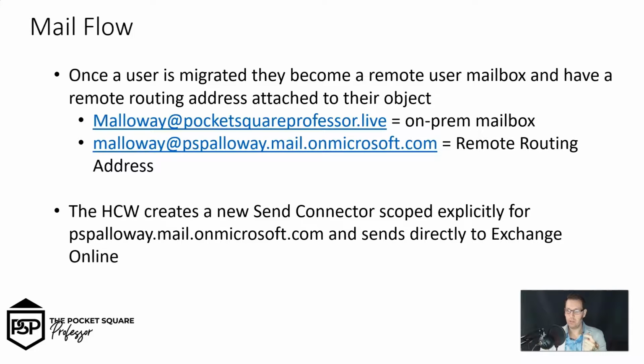As we said here, the hybrid configuration wizard creates a send connector scoped explicitly for, now I said PSP Alloway, but again, it's whatever the name of the tenant is. It's not going to be PSP Alloway, it's going to be whatever yours is. You substitute your tenant name for it, and it'll send it directly to Exchange Online. All right, so we talked about mail flow. We talked about the migration process. Now, users are working in two distinct locations, user A and user B.